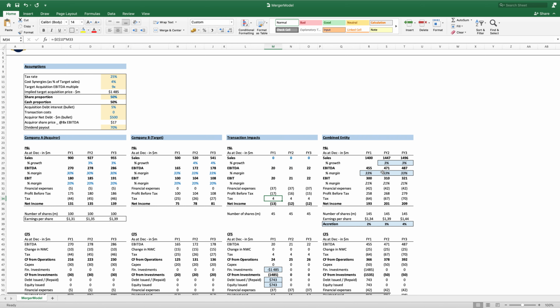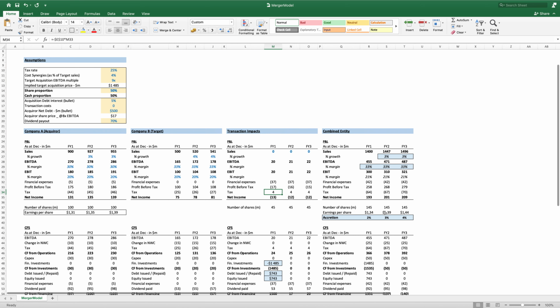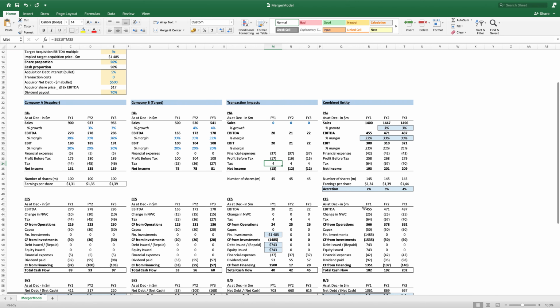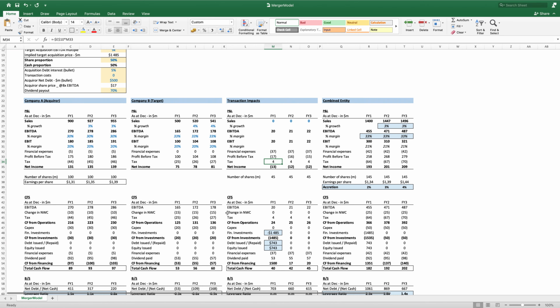Really, we look at the operating profile here, and we look at the accretion or dilution. On the cash flow statement, it's the same principle. We have the cash flow statement of company A and the cash flow statement of company B, which you can obtain from public sources or financial databases.